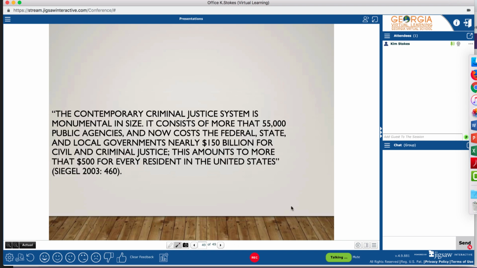A lasting thought that I want to leave you with is this statement. The contemporary criminal justice system is monumental in size. It consists of more than 55,000 public agencies, and now costs the federal, state, and local governments nearly $150 billion for civil and criminal justice. This amounts to more than $500 for every resident in the United States.